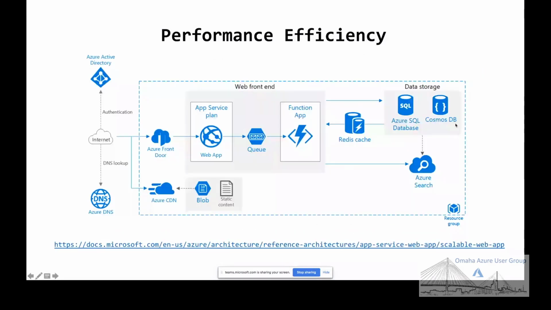So here's an architecture from the Azure Architecture Center. It's all about loose coupling, right? And there's a bunch of stuff going on here. Look at the far left. Azure Front Door and Azure CDN are in the mix. A common question would be, why am I using both, right? Why do I have Front Door in front of App Service and then Azure CDN in front of blobs?